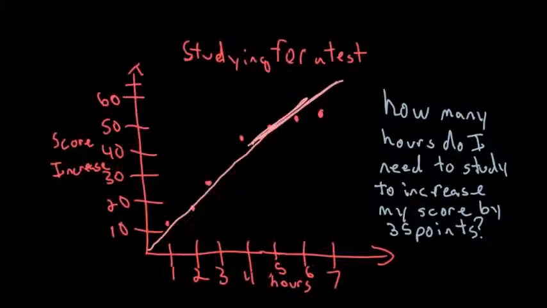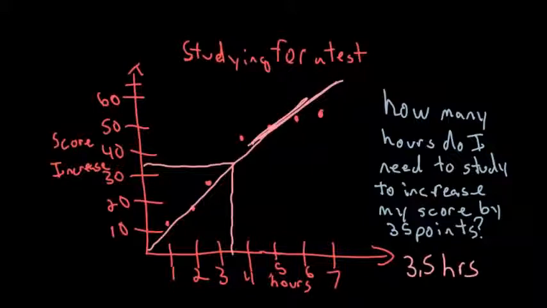Alright, so I want to know how long I need to study to get about 35 points. So I'm going to draw a line at 35, and then I'm going to go straight down. So I'm halfway between about 3 and 4. So in order to get a 35 point increase in my score, I would need to study for about 3.5 hours. So that's how you can use a scatter plot to predict what your score would be, or how long you need to study for any given time.